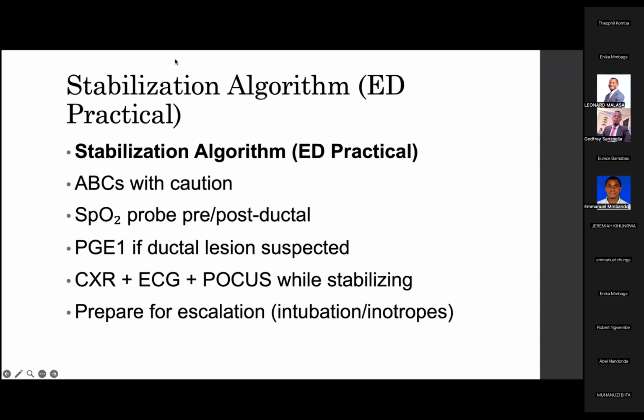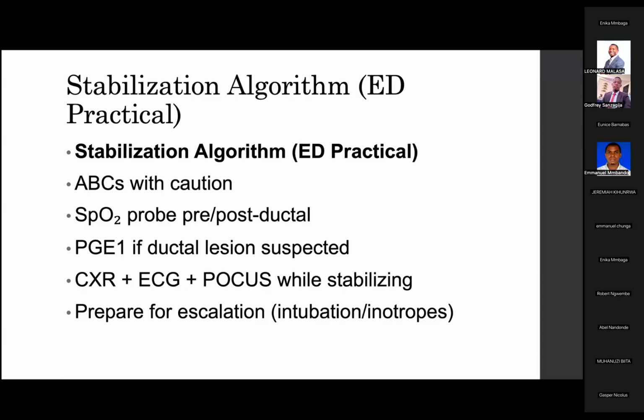So ABCD, obviously, that's our bread and butter when it comes to emergency medicine. You do that, and an SpO2 probe in the right arm and the right leg, so pre and post ductal. And prostaglandin E1 if a ductal dependent lesion is suspected. You will do your X-ray, your ECG, and your POCUS. Your POCUS is your bedside ultrasound, so you can do an echo at the bedside and get your answers there and then. And prepare for escalation. When these kinds of patients come in, I would prepare my intubation kit. I would have my nurse know that, okay, I might need inotropes.